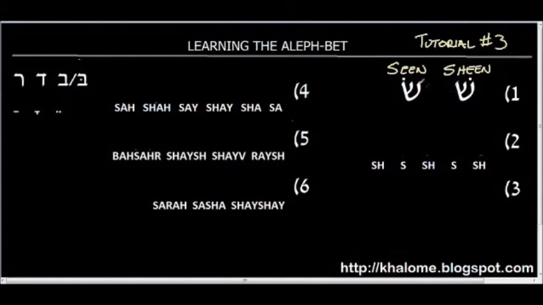If you notice, the difference between the two has to do with this dot. With respect to the bet and the vet, we call the dot a dagesh. And the sheen and the sin typically is referred to as the sheen dot. When it's over to the far right, this letter will have the pronunciation of sh, like sh in English. When it's over to the far left, then it takes on the pronunciation of an s, just like sa.